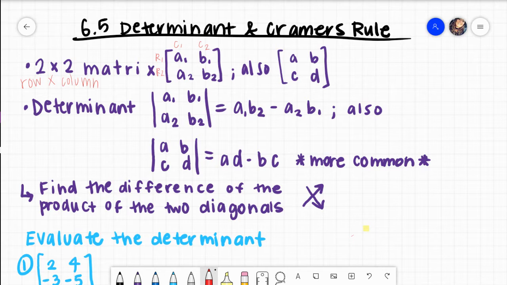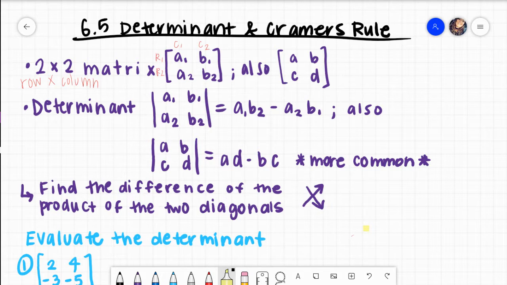Okay, so again, more common, this is more along the lines of how I would write it, how I would say it. I'm going to go ahead and erase all that out. Okay, and so what it is, the determinant of A, B, C, D is AD minus BC. A times D minus B times C.